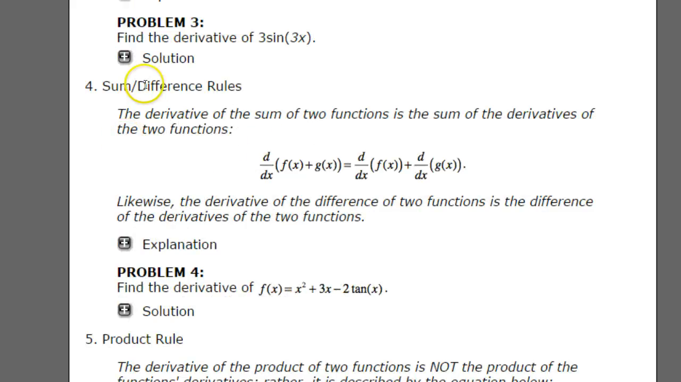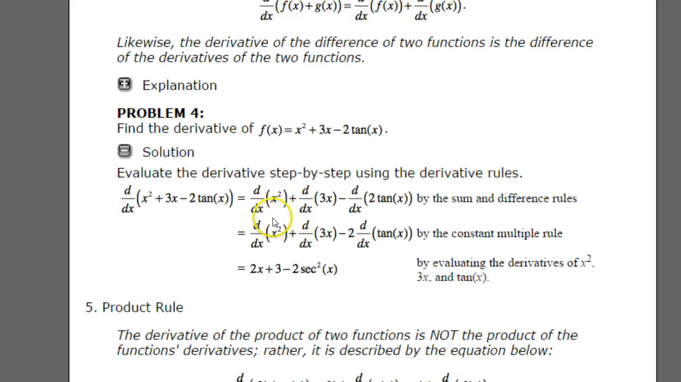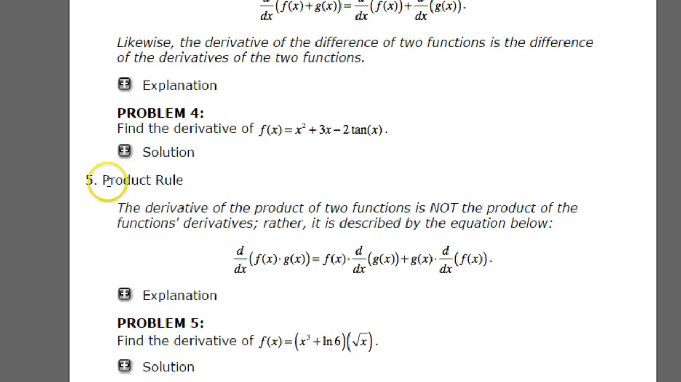Sum and difference rule. Okay, the derivative of the sum of two functions is the sum of the derivatives. So that one's pretty simple. If you're adding two functions and you're doing the derivative of that sum, it's just the same as if you did the derivative of the first function plus the derivative of the second. So for example, x squared plus 3x minus 2 tangent x is just going to be the derivative of each part. And so that turns into 2x plus 3 minus 2 secant squared x.